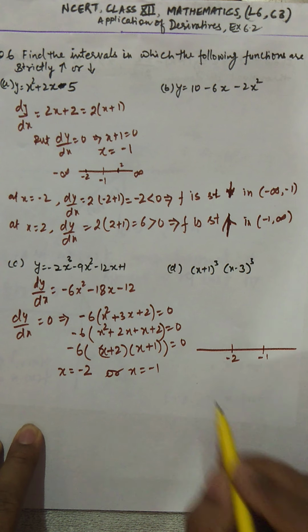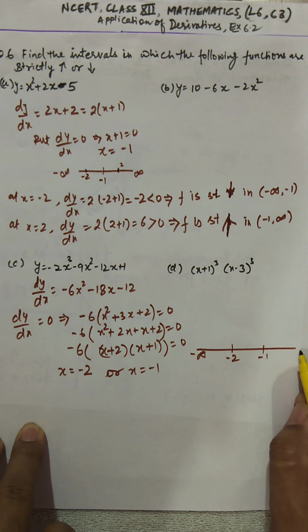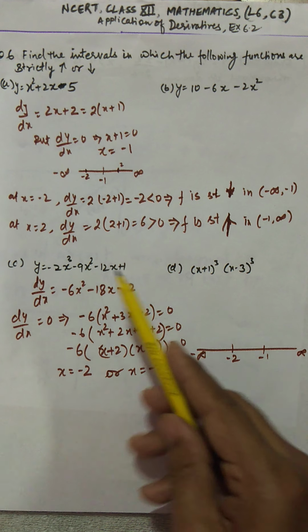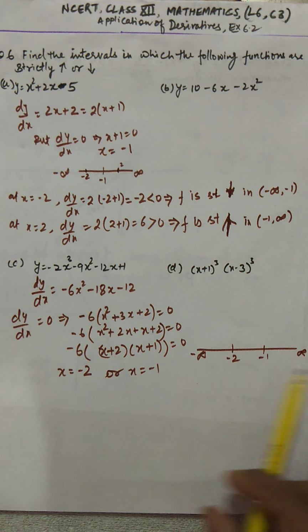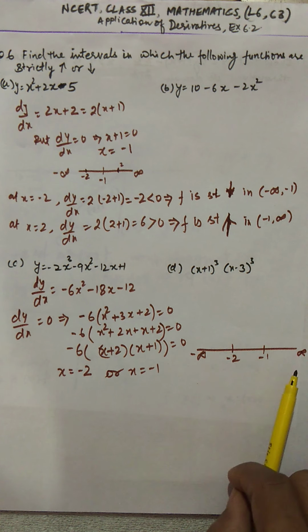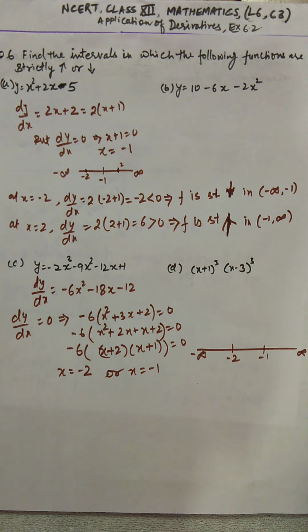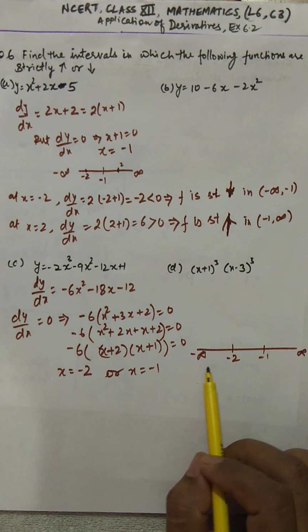So we can see that we have this number line in which this is minus 2, this is minus 1, and we always take minus infinity to plus infinity from our side. You can see this function is defined for all real values of x. So the domain is real numbers, and you always have to take the complete domain of the given function.